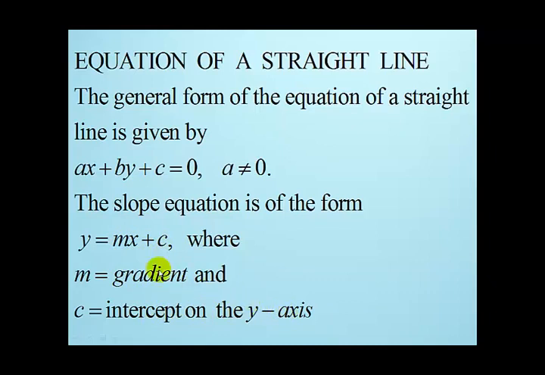Now before you can say the coefficient of x is the gradient and the constant is the intercept, you have to make sure the coefficient of y is 1. That is, y has been made the subject, as can be seen in the equation y equals mx plus c.